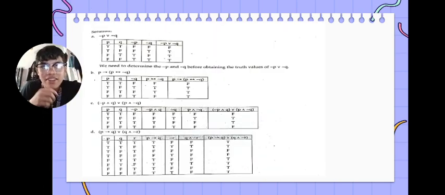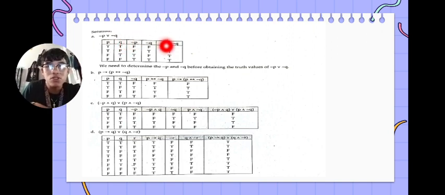Negation is in this example. If P is true, then the negation of P, of course we know it is the opposite of true, false. So this is false. Then if P is false, then the negation is true. Then for Q, if Q is true, then the negation of true means false. It is simple. We need to determine the negation P and negation Q before obtaining the truth values of negation P or negation Q.